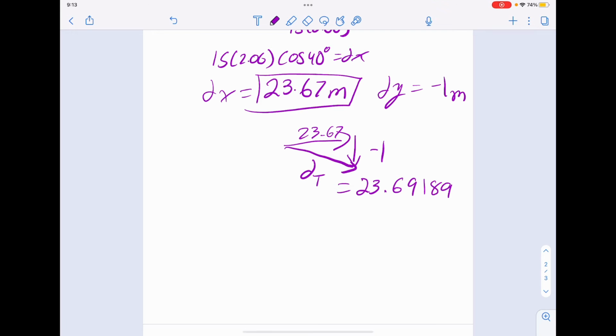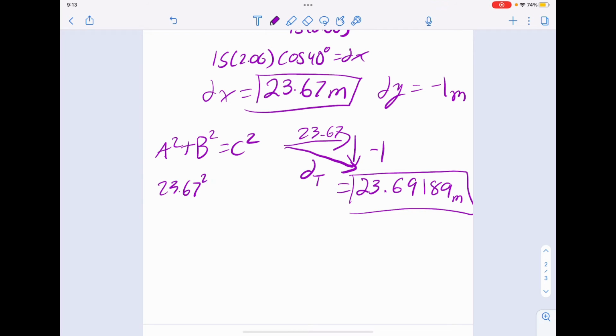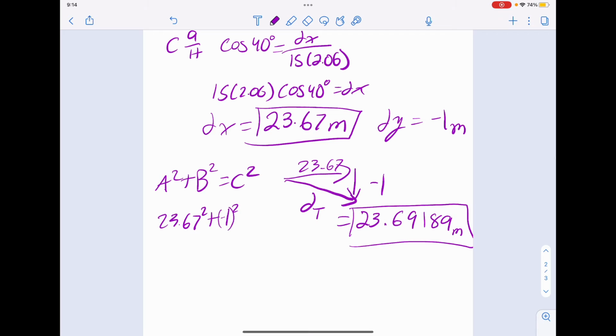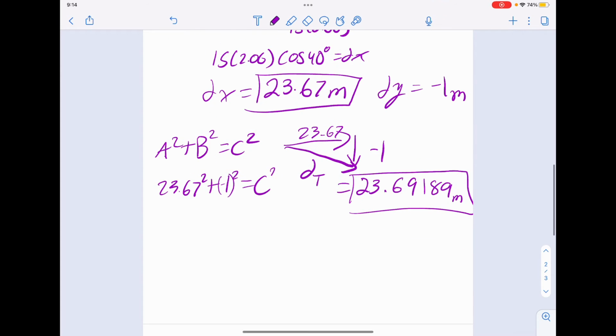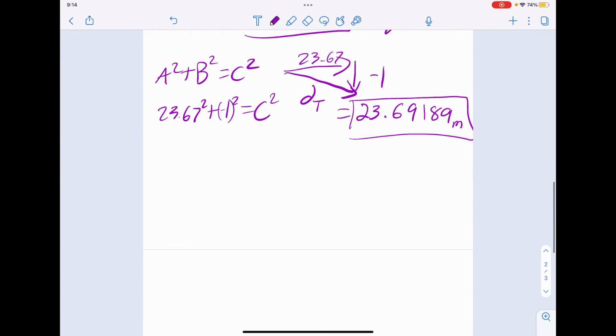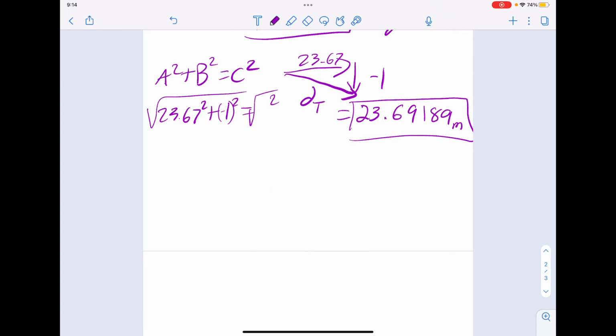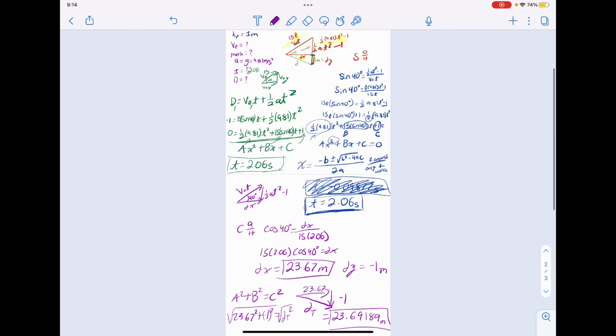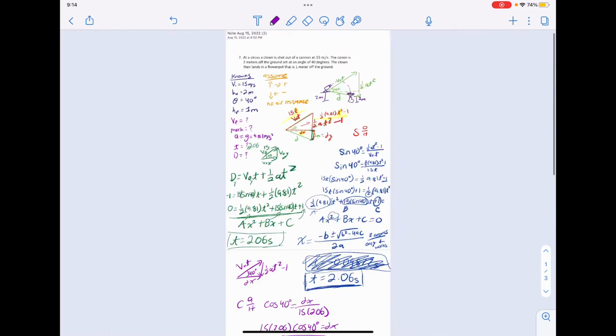So this is our total displacement. And we found that, I didn't write it out, I just said it. We found that using a squared plus b squared equals c squared. So it was 23.67 squared plus 1 squared, well, technically negative 1 squared, equals c squared. All right. So then we square rooted both sides and we were able to solve for our displacement total, so 23.69.